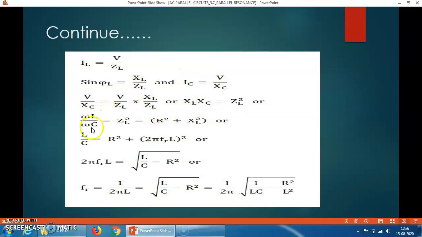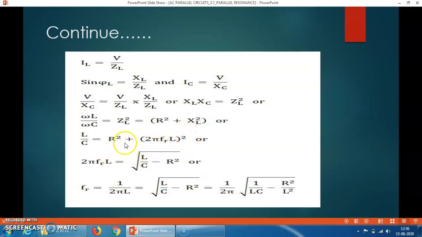So here 1 upon omega C is equal to ZL square. Now what is the ZL? That is the impedance of the first branch which contains R in series with L, so R square plus XL square. So omega cancels out. So L by C is equal to ZL square, and ZL square is equal to R square plus XL square, where XL is the inductive reactance. Now for the resonant condition, take FR instead of F. So (2 pi FR L) whole square.